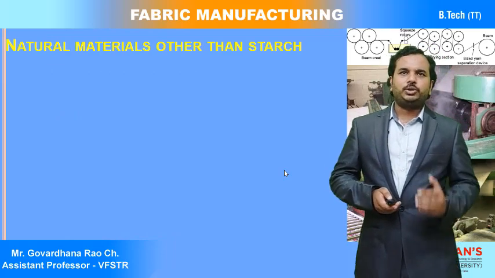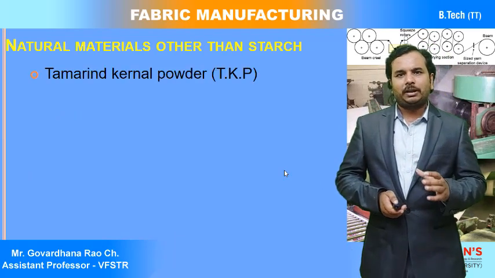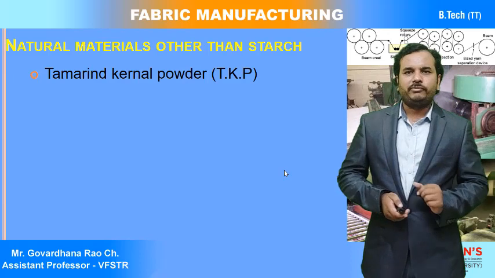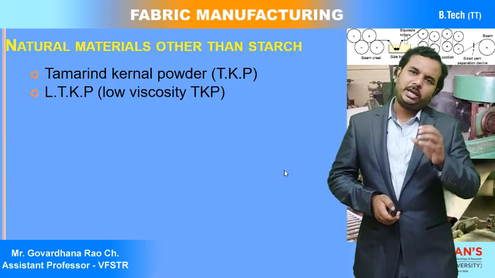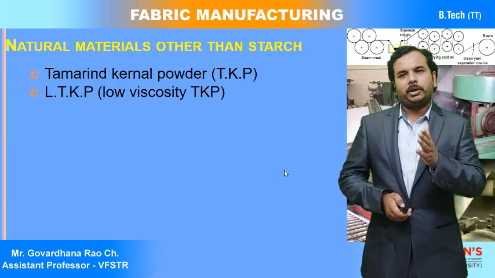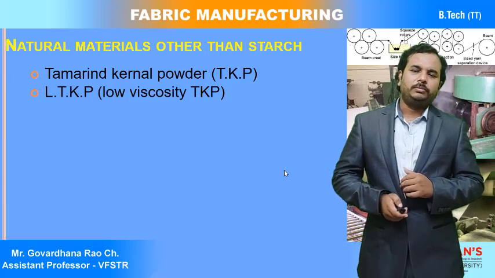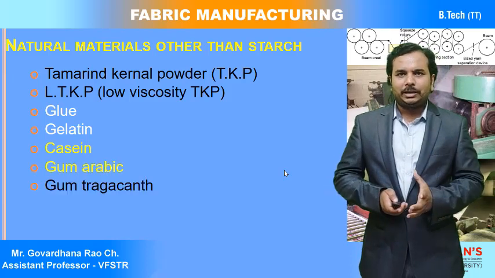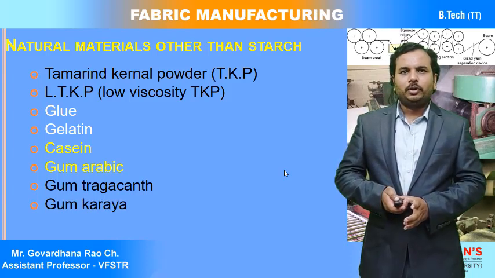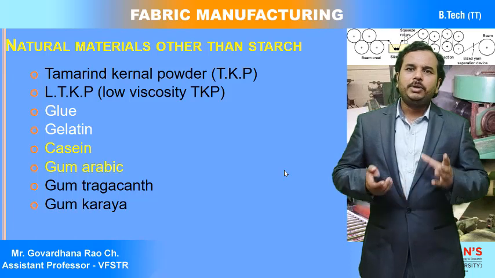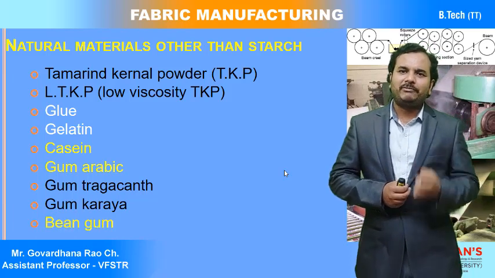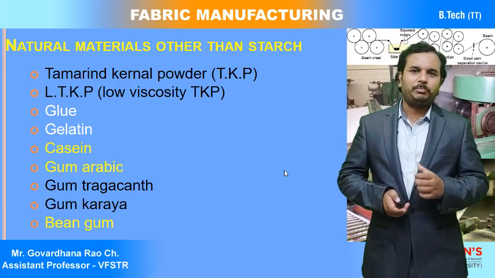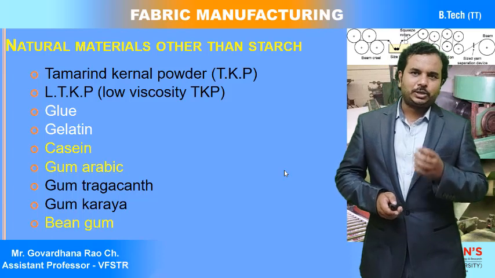And you can see that there are natural materials other than the starches, like tamarind kernel powder. The tamarind kernel powder is one example of a natural material, and along with that, low viscosity tamarind kernel powder is also there, LTKP we can call it. And glues, gelatins, casein, gum arabic, gum tragacanth, gum karaya, and bean gums. So these are the natural products available as adhesive materials for the preparation of the size paste. These are a few examples under the category of natural materials other than the starches.